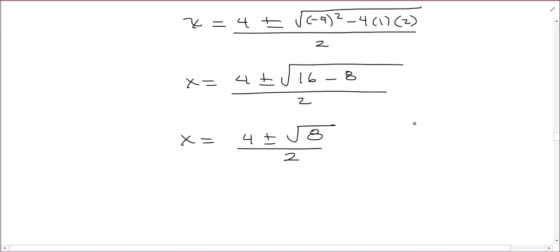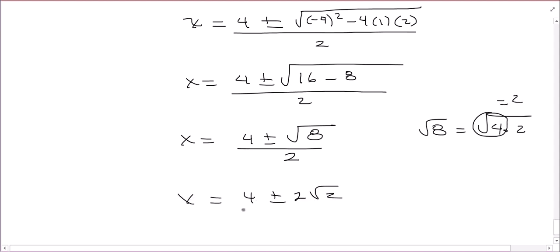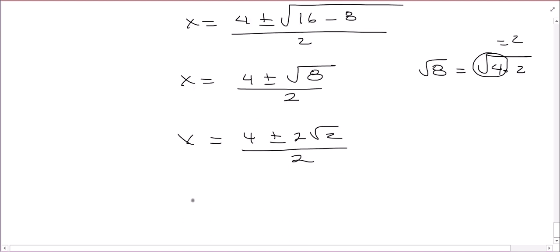And the square root of 8 is what? The square root of 4 times 2. So we can simplify. The square root of 4 is 2. So then this becomes 4 plus or minus 2 root 2 over 2. And now I can cancel out the 2, right? Because now this 4 and 2 have a common factor of 2. So I can take that out.